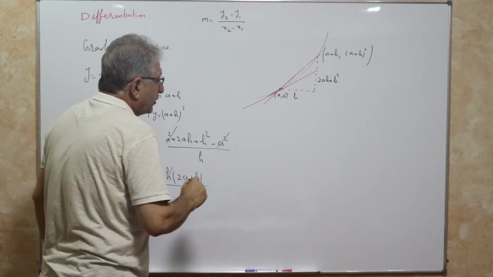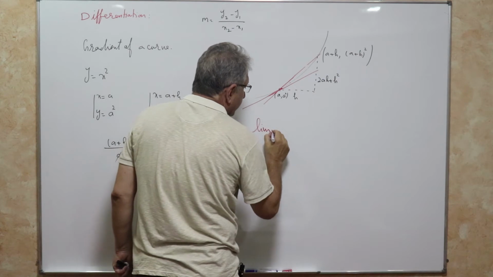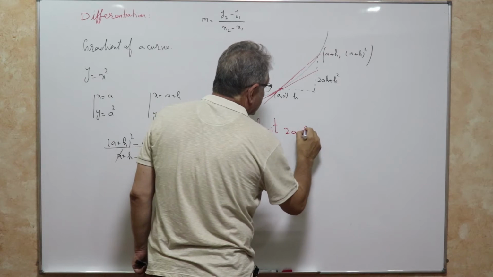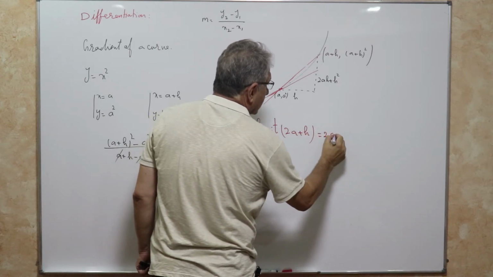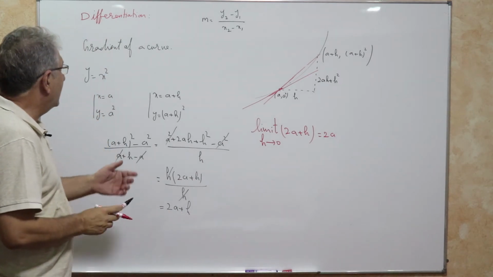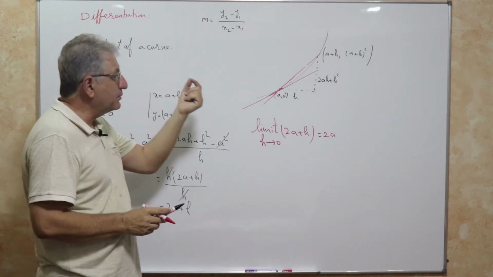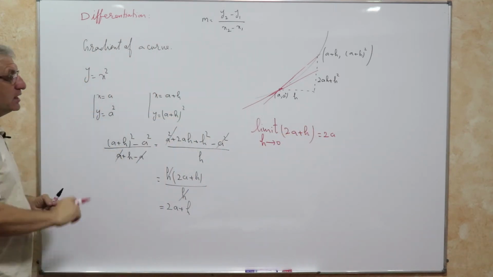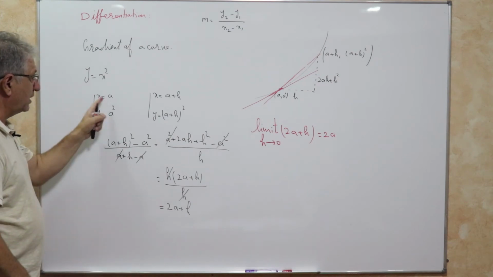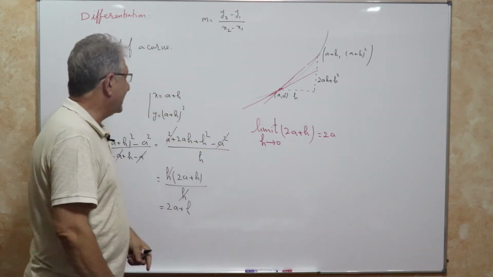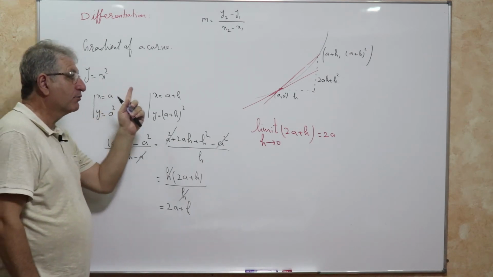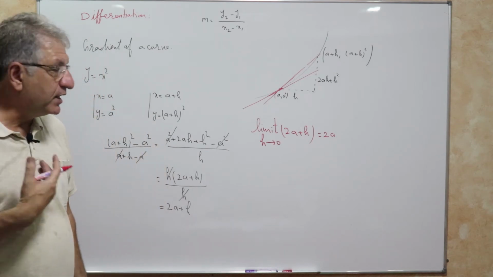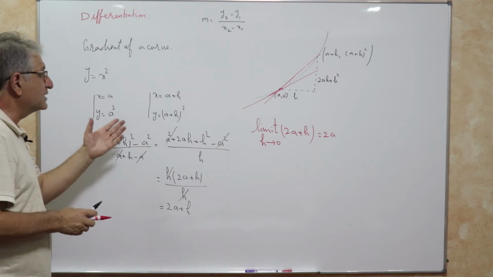Now, we call it the limit of, as h goes to 0, 2a plus h is equal to 2a. Therefore, the gradient of this function at any point is 2 times a. That means the gradient of this function, for example, at x equal to 1, that means a will be 1, is 2. But at x equal to 2 it will be 4. The gradient is 4. Therefore, the gradient of the function for different values of x is different.